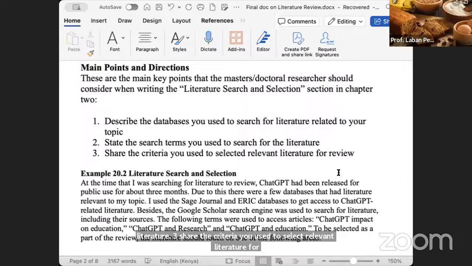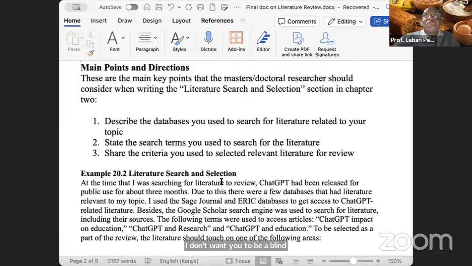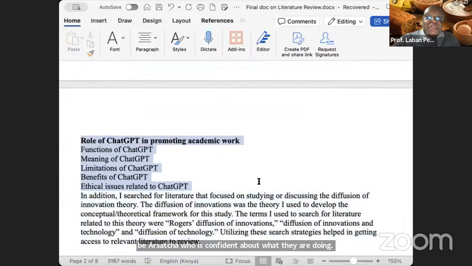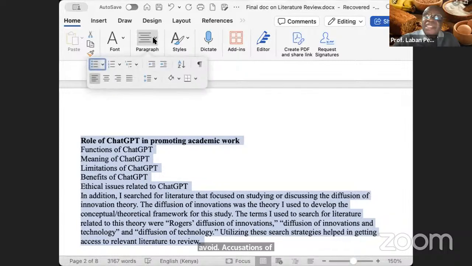Yeah, that is very critical, and we are lifting you to another pedestal. I don't want you to be a blind researcher. I want you to be a researcher who is confident about what they're doing, but also this is how you'll avoid accusations of plagiarism, etc. That's how you'll avoid them.